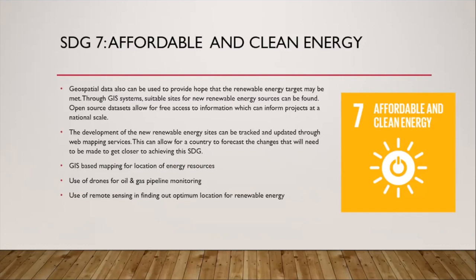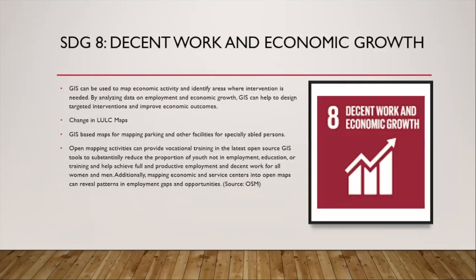So GIS-based mapping of the location of energy sources can really help, because when you understand the location of these energy sources, you are able to see the areas that do not have sources at all. You're able to see the gaps and create interventions. Also, there is the use of drones for mapping areas of oil and gas and pipeline monitoring, so that we can see the leakages and create interventions on that. Also, the use of remote sensing in finding the optimum locations for renewable energy lets us make smart, informed decisions.